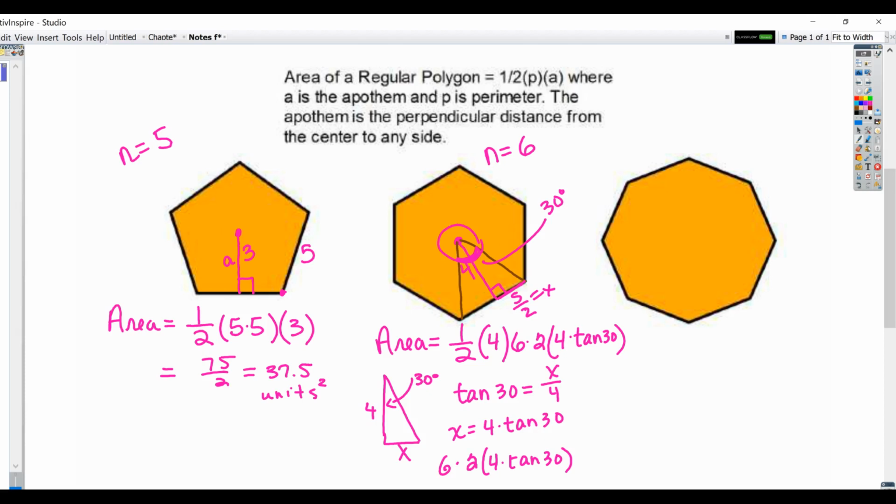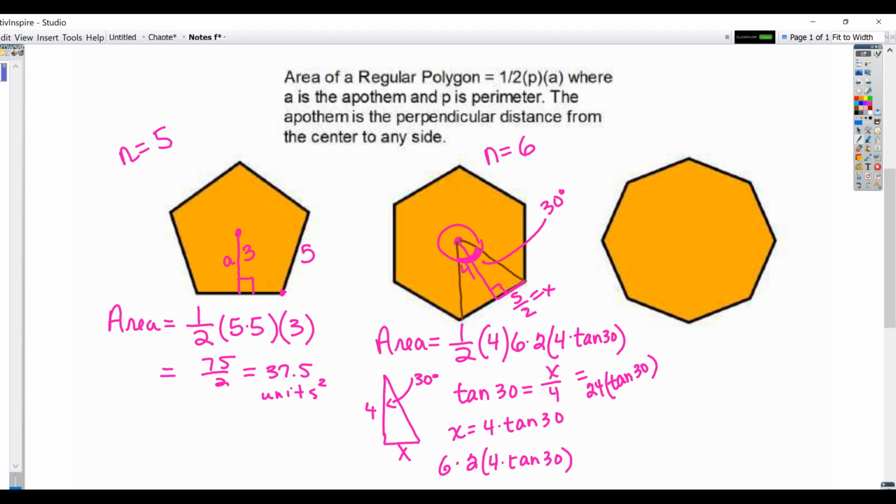Okay, so you can simplify some things down. So 1/2 of 4 is just going to be 2. Times 6 is going to give you 12. Times 2 is going to give you 24. So 24 times the tan of 30. So go ahead and do that in your calculator.